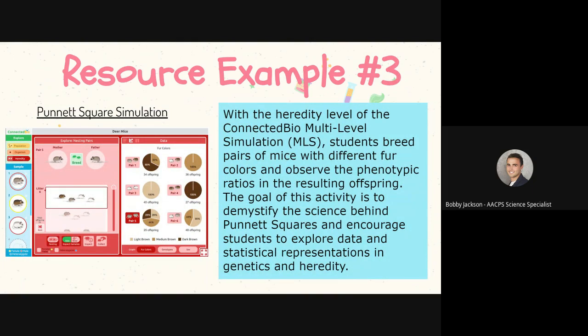Another example is this Punnett Squares simulation. With the heredity level of this multi-level simulation, students breed pairs of mice with different fur colors and observe the phenotypic or trait ratios in the resulting offspring. The goal of this activity is to demystify the science behind Punnett squares and encourage students to explore data and statistical representations in genetics and heredity.